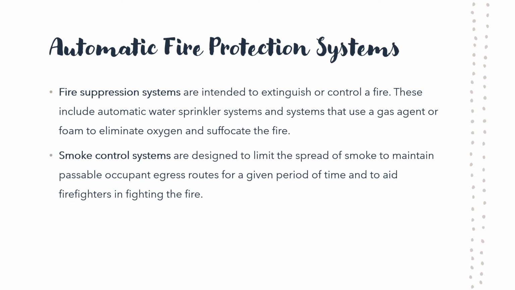Fire suppression systems are intended to extinguish or control a fire. These include automatic water sprinkler systems and systems that use a gas agent or foam to eliminate oxygen and suffocate the fire. Smoke control systems are designed to limit the spread of the smoke and to maintain passable occupant egress routes for a given period of time and to aid firefighters in fighting the fire.